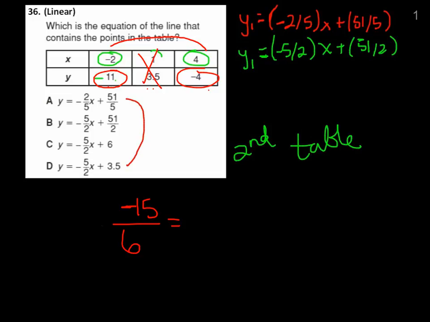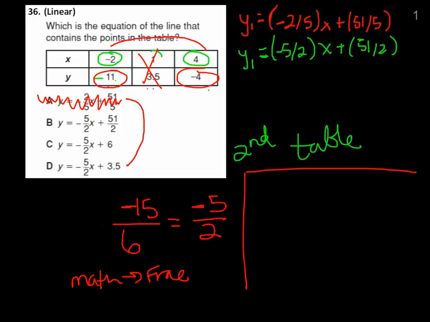We could divide that in our calculator and do math fraction, or if you're good with fractions, like moi, you can divide the top and the bottom by 3. We get that it's -5 over 2. Alright, so it's one of these -5 over 2 ones, so we can get rid of this first one. And now we just have to figure out then what's the intercept.